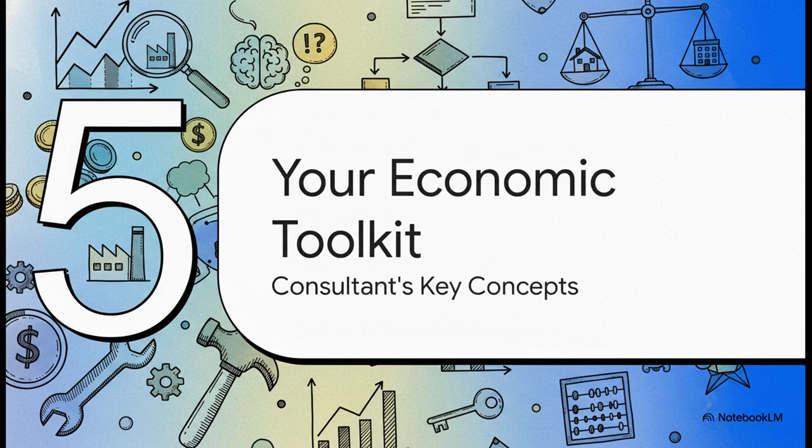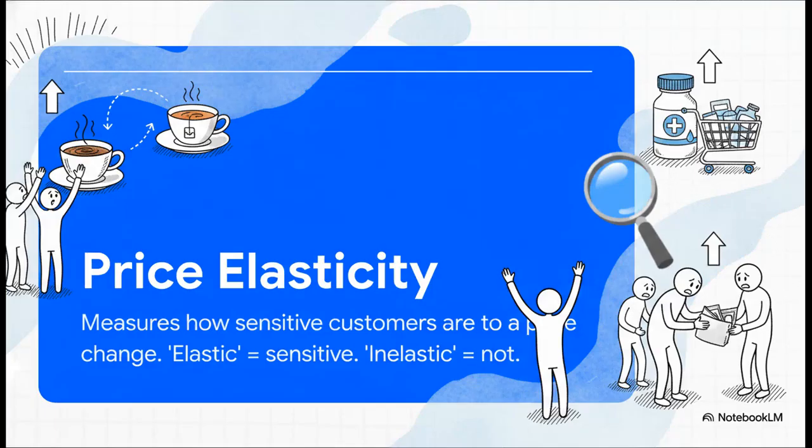Okay, so now that we've got the basic framework down, let's arm you with a few really powerful concepts from the microeconomic toolkit. Seriously, these are ideas you can use to start analyzing business decisions and even your own choices. First up, price elasticity. This one is an absolute game changer. It basically asks a simple question. If you change your price, how much do your customers freak out?